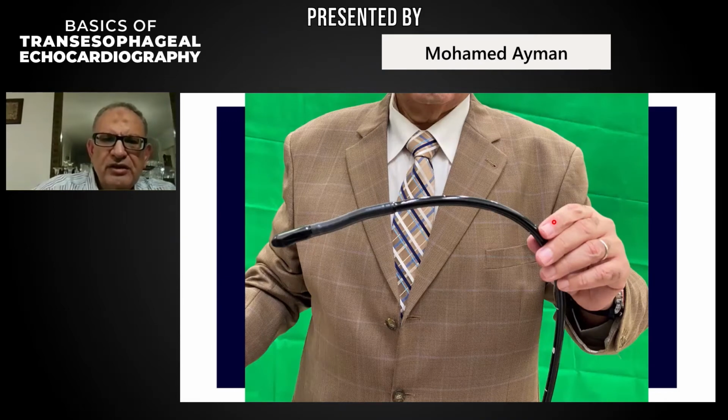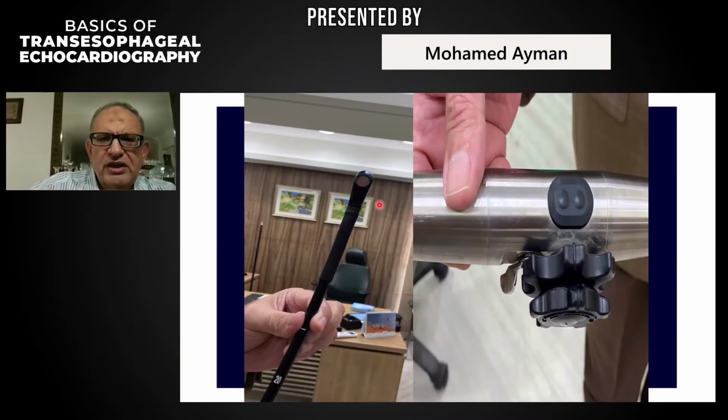And as you see here, this is the shaft of the probe, and you are going to see marks of distances. So you can see how deep the probe is by seeing whether you introduced 20 centimeters, 30 centimeters, 40 centimeters. And this is the tip of the probe, and here is the transducer. This is the very delicate part of the probe.